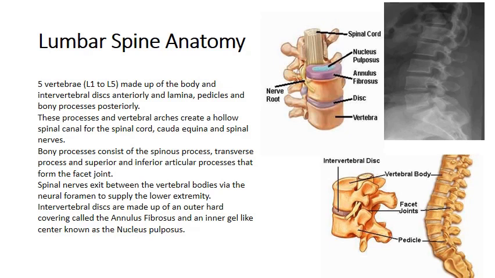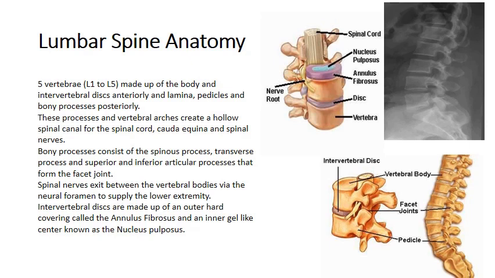These processes and vertebral arches create a hollow spinal canal which houses the spinal cord, which terminates in the cauda equina and spinal nerves. The bony processes also consist of the spinous process, the transverse process, and the superior and inferior articular processes, as discussed, that form the facet joint. The spinal nerves exit between the vertebral bodies via the neural foramen to supply the lower extremity.